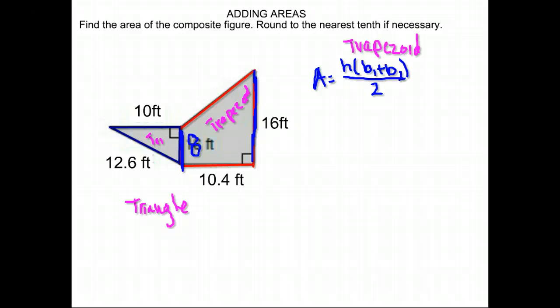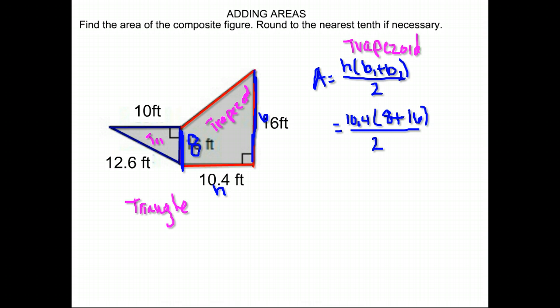And this should say maybe 8 feet instead of 16 feet. That's not possible. The height is the distance between the two bases. So this is our height for the trapezoid. Here's one base and here's the other. So I'm just going to go ahead and put those numbers in. Our height was 10.4. We had one base of length 8 and the other length 16. And that's all divided by 2.